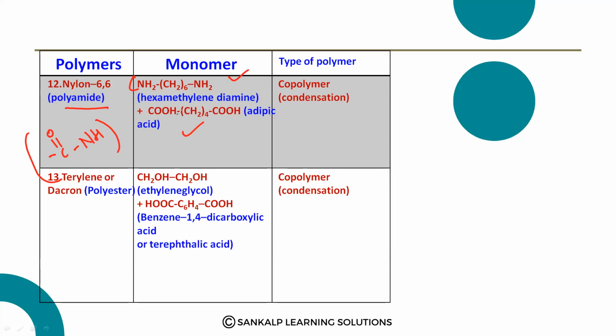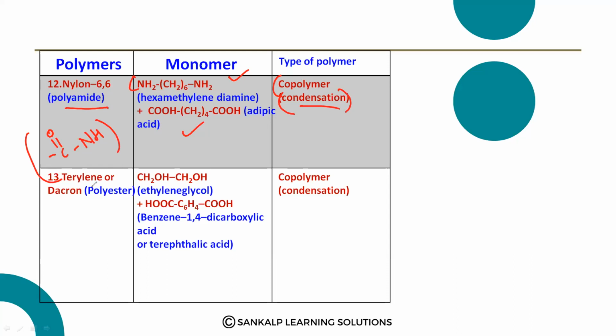So when two or more different monomers are there, it undergoes copolymerization and it undergoes a condensation reaction. What do you mean by condensation reaction? When they have bifunctional or trifunctional groups, there is an addition of bifunctional or trifunctional groups with the elimination of small molecules. So it shows copolymerization condensation.